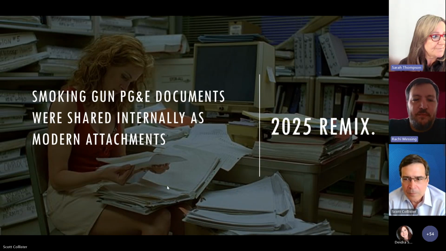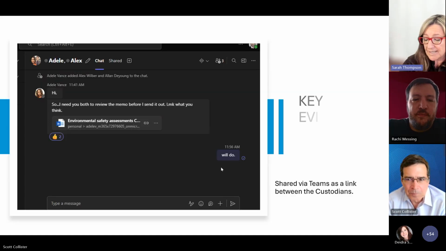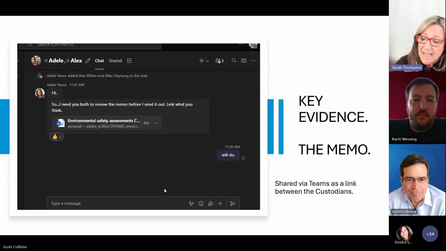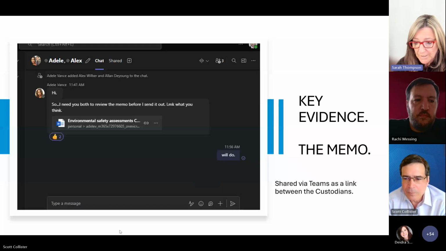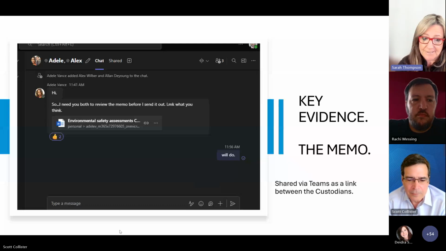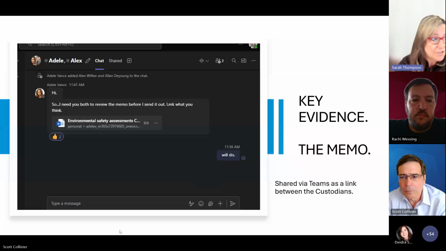So let's say they were shared like this, in a Teams conversation. This is how we're talking these days. It could have been a text message, a Teams conversation, or an email. And they get the environmental assessment report. Here we have Del Vance sharing the report through a Teams message, asking her CEO and fellow executives to have a look at this report.